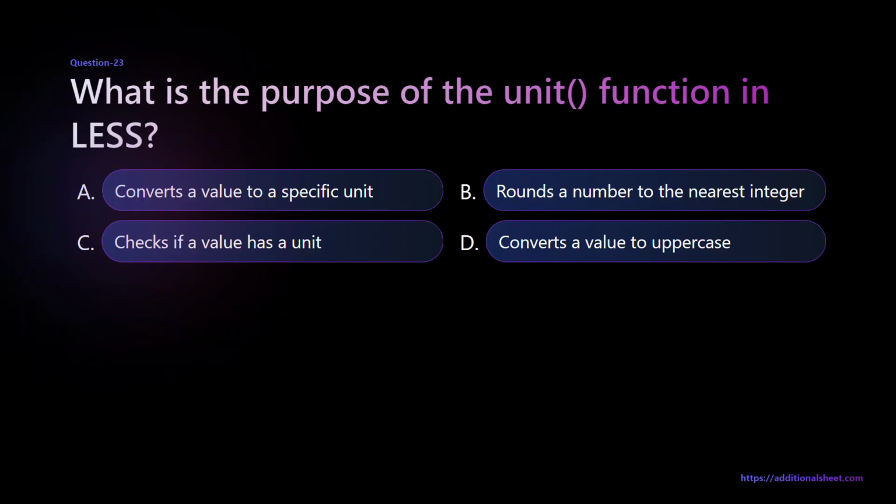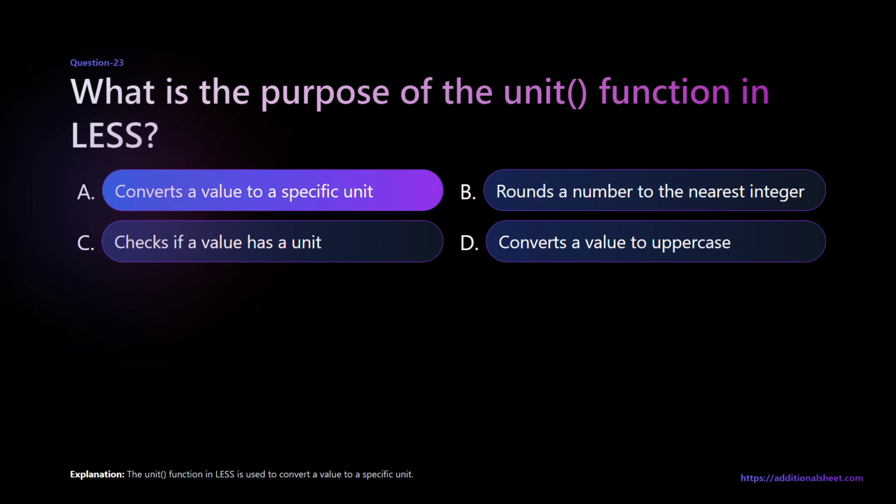What is the purpose of the unit function in Less? Option A, converts a value to a specific unit. Option B, rounds a number to the nearest integer. Option C, checks if a value has a unit. Option D, converts a value to uppercase. The correct answer is option A, converts a value to a specific unit.